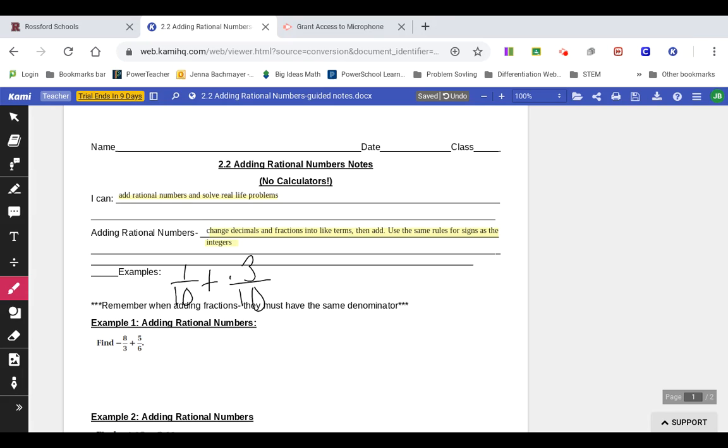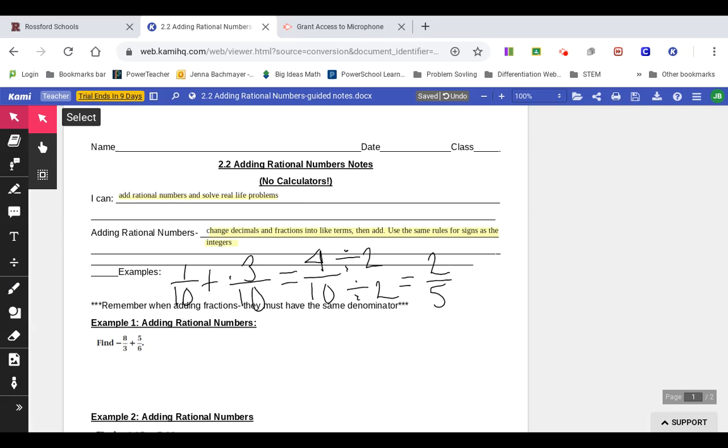Now we just add across. 1 plus 3 is 4. Carry over your 10. Now we simplify. 4/10. If you divide both the numerator and the denominator by 2, our answer is 2/5. All right. So let's go ahead and try another problem.